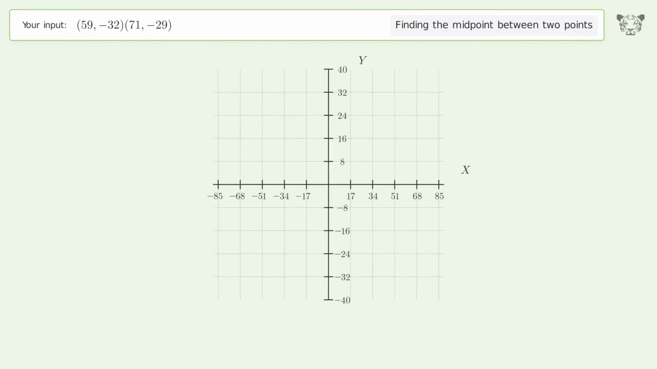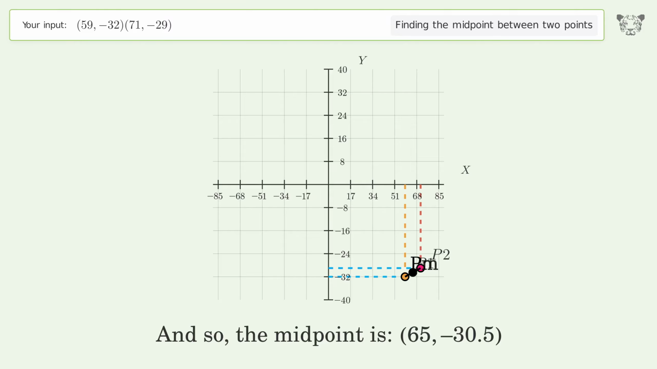And so, the midpoint is 65, negative 30.5.